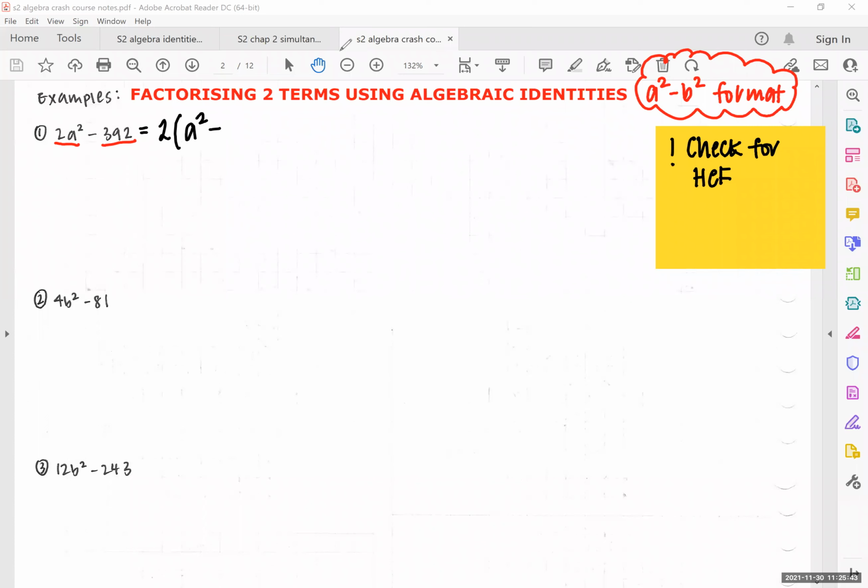A square minus, because 196. Yes, 196, because we take out a 2 from it. So right now, this round bracket will become a square bracket. So it's 2 and then a square bracket. Take a highlighter and highlight this. It becomes this.